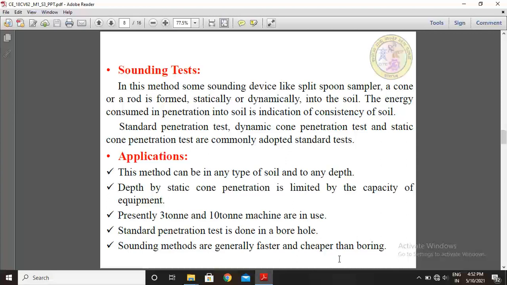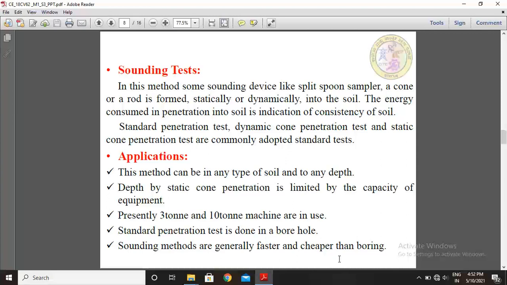Next, let us see sounding tests. In this method, some sounding device like a split spoon sampler, a cone or a rod is forced statically or dynamically into the soil. The energy consumed in penetration into soil is indicative of the consistency of soil. Standard penetration test, dynamic cone penetration test, and static cone penetration test are commonly adopted standard tests.